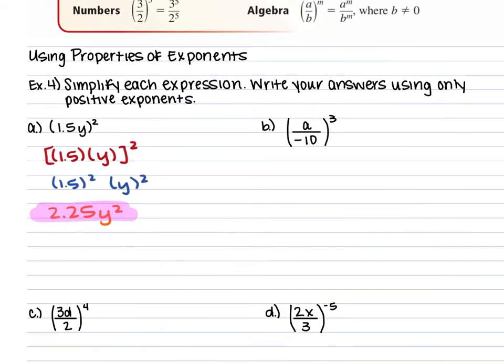For example B, we have a over negative 10 to the 3rd power. Again, because that 3 is on the outside of the parentheses, it's going to go to the numerator and the denominator. So it's going to be a cubed over negative 10 cubed. That a cubed is just a to the 3rd power. That negative 10 cubed, negative 10 times negative 10 times negative 10, is going to give us a negative 1,000. That negative does go in front or on top of that fraction. So I'm just going to move this negative out front of the fraction to give us negative a cubed over 1,000.